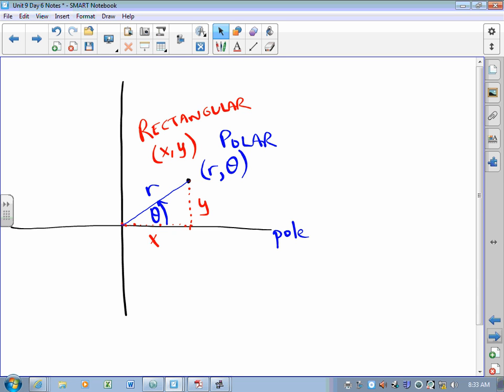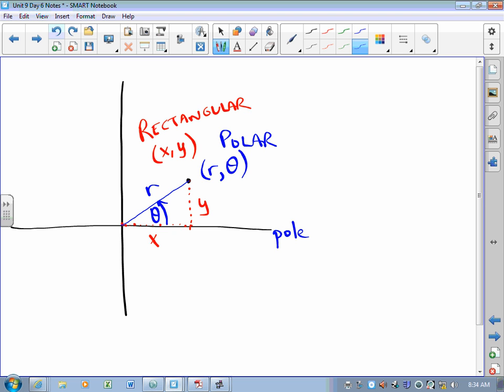Now, that creates some issues because there are many thetas for a given point, because you can just spin around 2 pi or negative 2 pi, just keep spinning, and you never go anywhere.